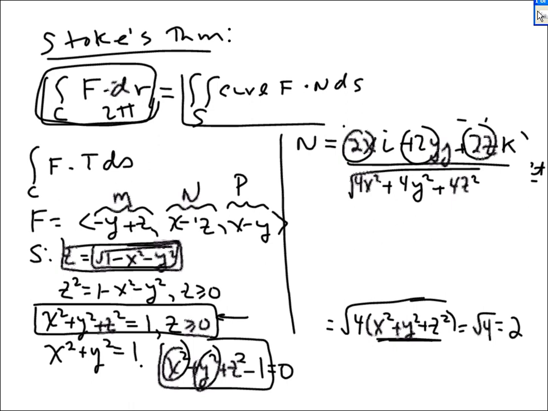And I can factor out a 2 from the top. I get 2 times xi plus yj plus zk, divided by 2. And of course, the 2's are going to cancel. And N is actually a vector. So that's N.